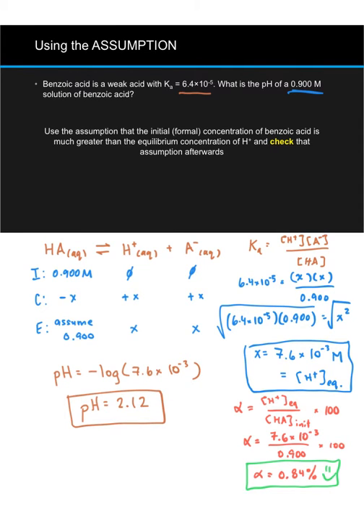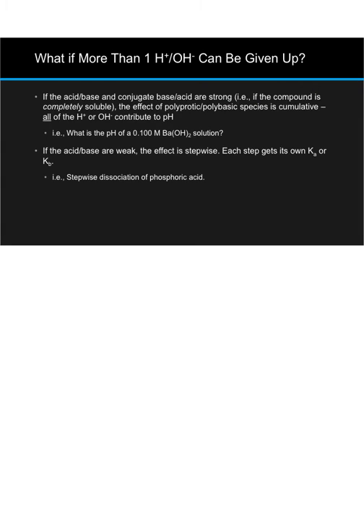Good job. I'm sure by this point, all of you are just anxious to learn about what happens if more than one H plus or hydroxide ion can be given up per formula unit of our intact molecular acid or base. And we're going to spend a little bit of time talking about that, but in this course, we're really not going to emphasize it a whole lot. We'll reserve it for future courses like quantitative analysis.